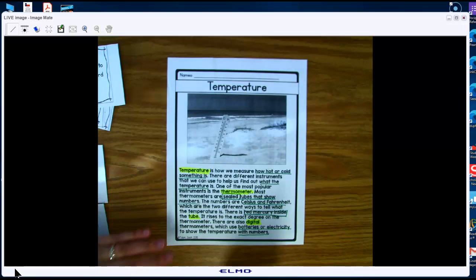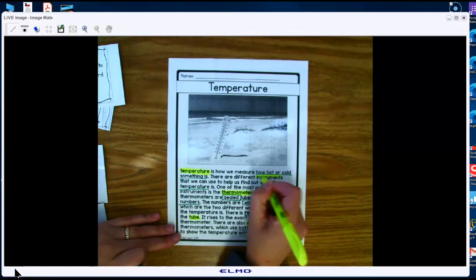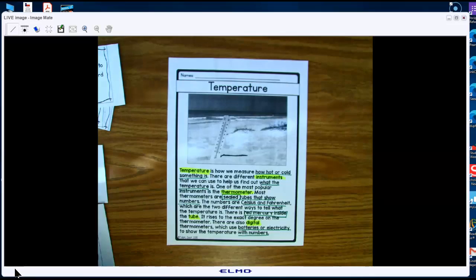What about instrument? There are different instruments that we can use to help find out what the temperature is. One of the most popular instruments is a thermometer. Someone just tell me what you think instrument means by me reading that. What do you think, Chase? What's an instrument? It's something you what?